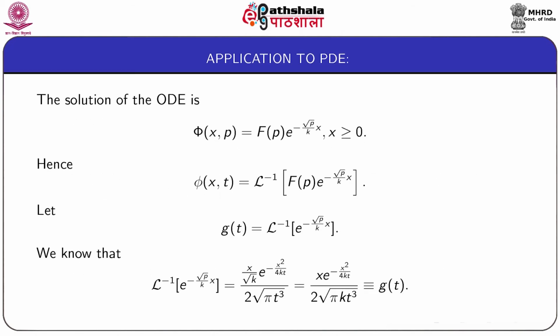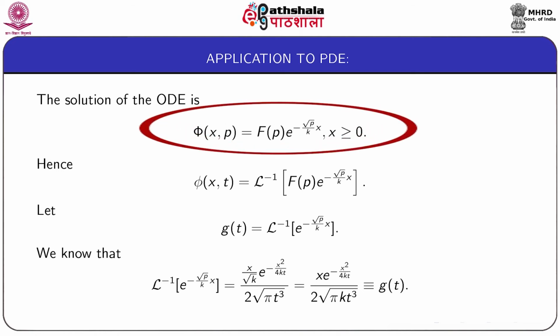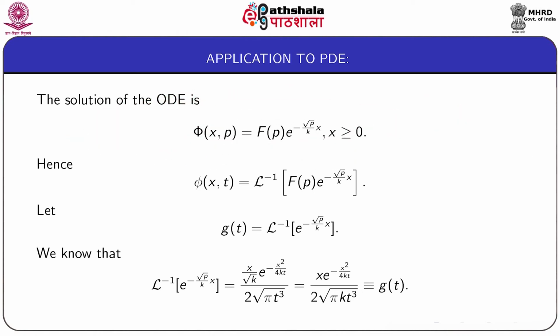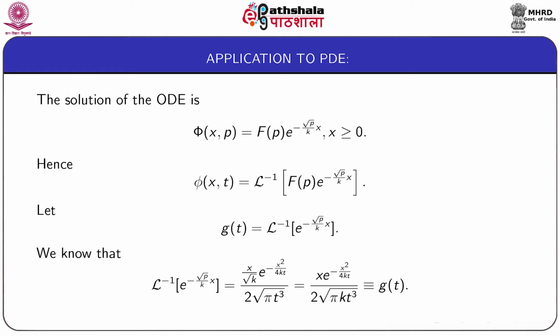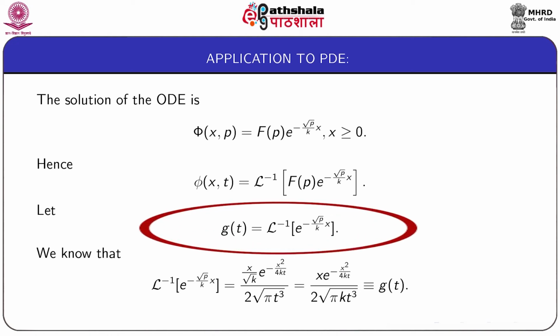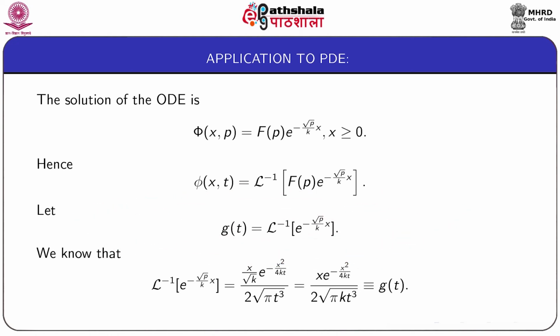The solution of the ordinary differential equation is given by Φ(x,p) = F(p) e^(-√(p/k) x), where x ≥ 0. Taking the Laplace inverse of Φ produces φ(x,t), and that is equal to the Laplace inverse of F(p) times e^(-√(p/k) x). Let G(t) be the Laplace inverse of the function e^(-√(p/k) x).